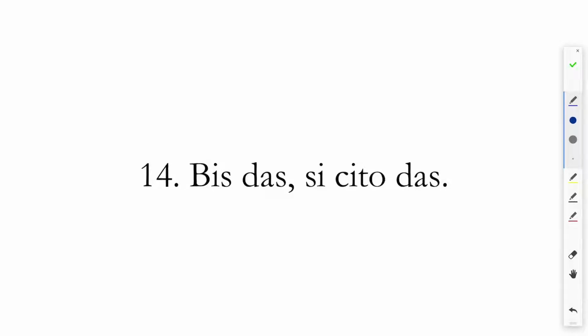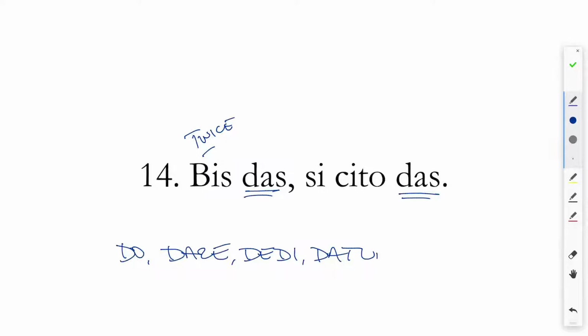Number 14, bis das, si cito das. Here's a verb. Here's a verb. This is just a word that means twice. Das is the word from do, dare, dedi, datum, and it means to give. So it is your present stem, da, plus the S, where you get your subject, which means you, singular. You give twice, if you give quickly. That's the grammar of the sentence.